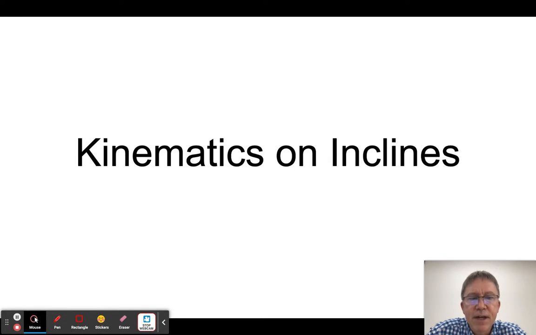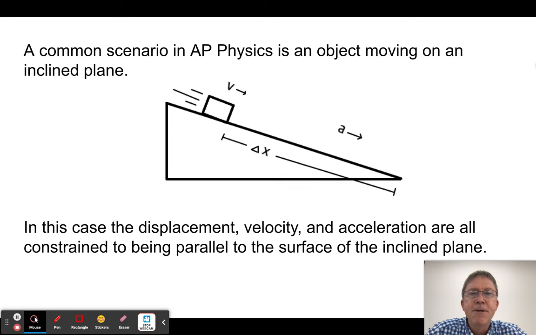Okay, so now that you've had some practice solving motion problems using kinematics equations, let's look at the special case of objects that are moving on an inclined plane. So in AP physics, it's pretty common on the test to be presented with a scenario like this, where you have an object that is sliding or rolling on a ramp surface like this. And here's what's different about it.